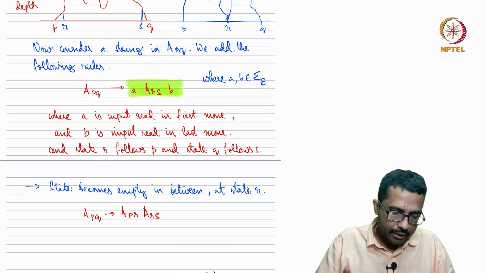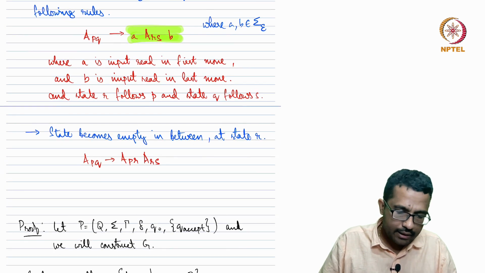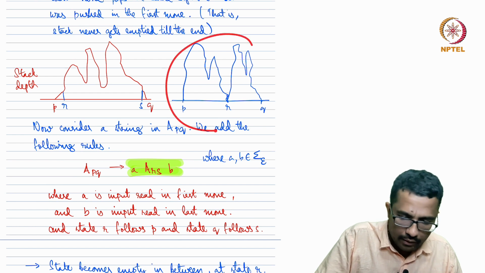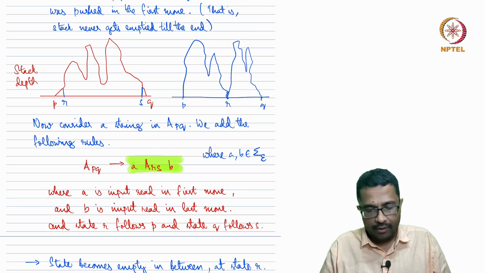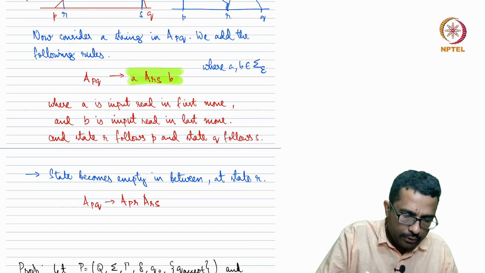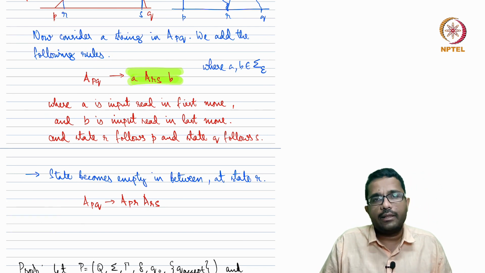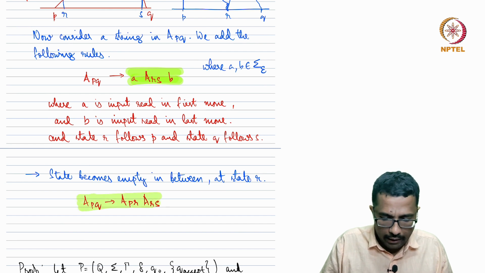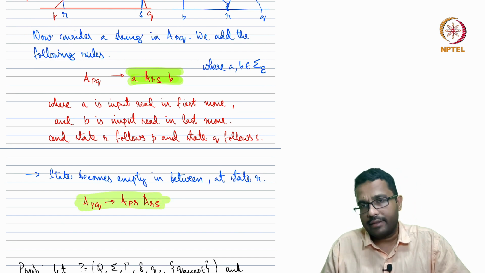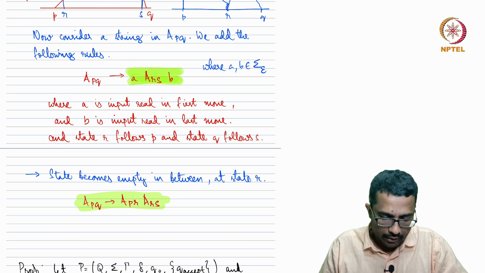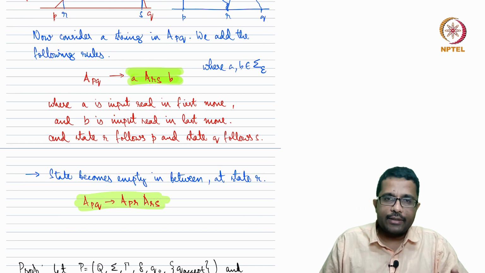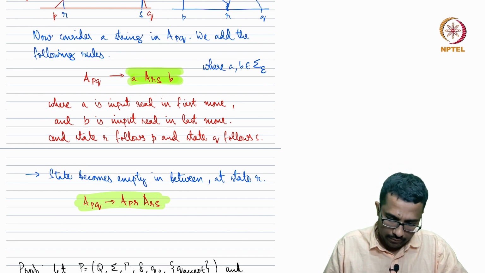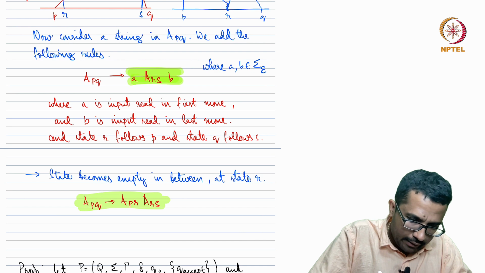And this is the first type of rule, and the second type of rule corresponds to the blue part over here, where the stack gets empty. For that we add the following type of rules, where for every three states P, Q and R, we add the rule A_PQ derives A_PR A_RS, for all triplets of states P, Q and R.